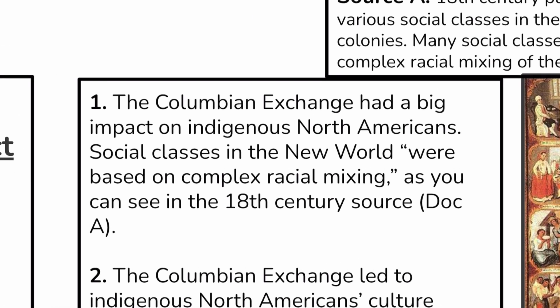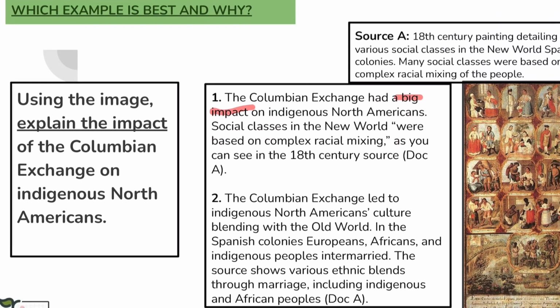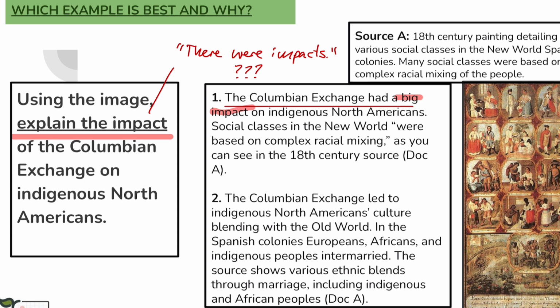Sample number 1, the Columbian Exchange had a big impact on indigenous North Americans. Doesn't answer the question. The question was, explain the impact on the North Americans. It's not a yes or no question of, was there an impact on the Native Americans? The question is, what was the impact? This topic sentence just says, yes, there was an impact. Like, yeah, we already know. We're asking you to tell me what impacts, right? So this is restating the question without actually answering it.